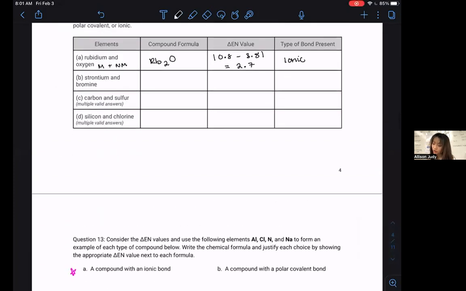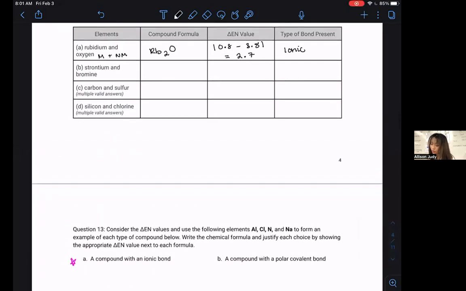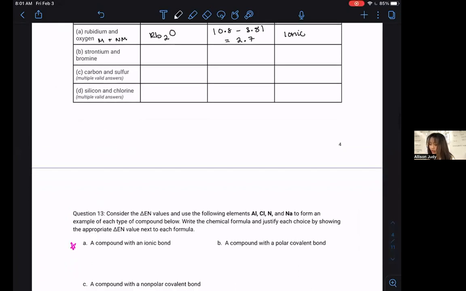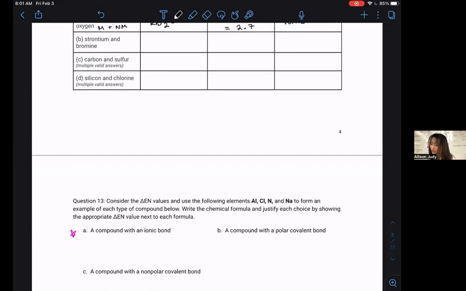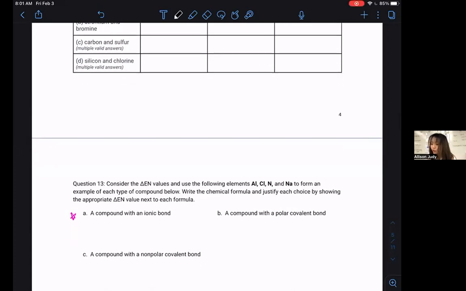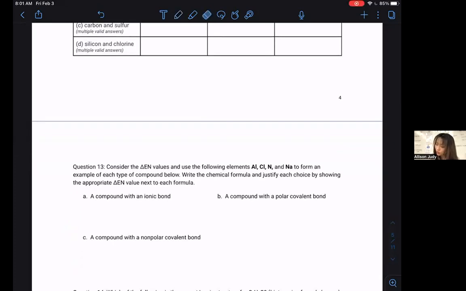And along with that, here is just one more quick walkthrough of how to do question 13. Consider the electronegativity values and use the following elements: Al, aluminum, chlorine, Cl, nitrogen, and sodium to form an example of each type of compound. And then write the chemical formula. So for one of them, I say form a compound with an ionic bond, which means I am going to choose out of these 4 combos.